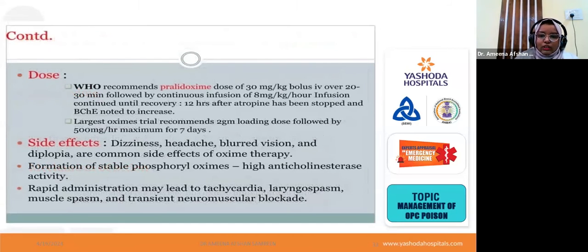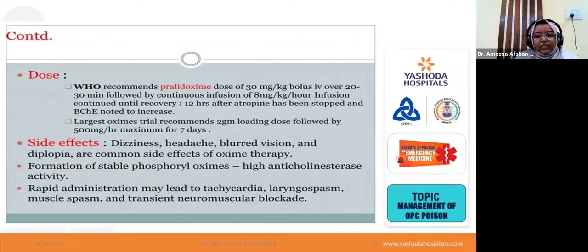So the dose, as I've already said, is 30 mg per kg bolus IV over 20 to 30 minutes, followed by continuous infusion. The infusion is continued until recovery or 12 hours after the atropine has been stopped. The largest oxime trial recommends a 2-gram loading dose followed by 500 mg per hour for a maximum of 7 days.